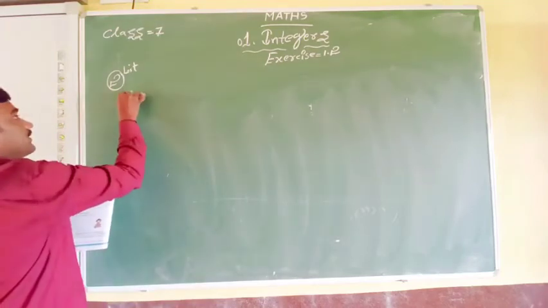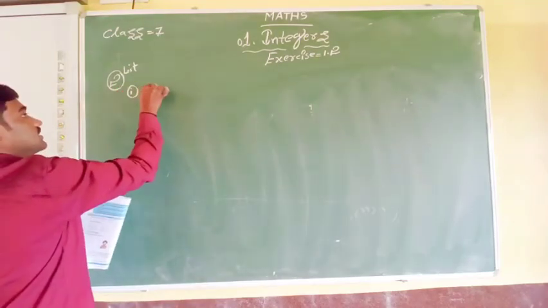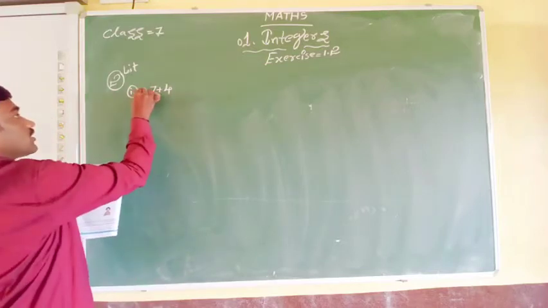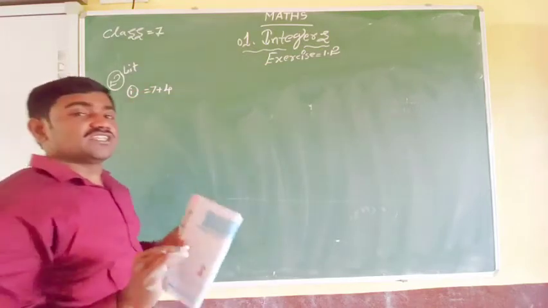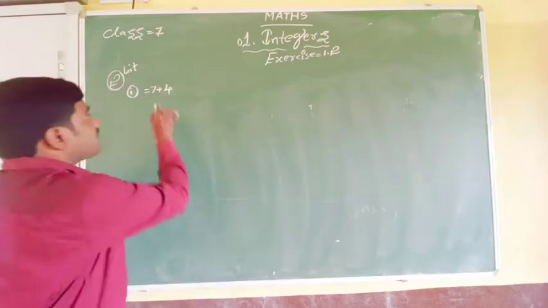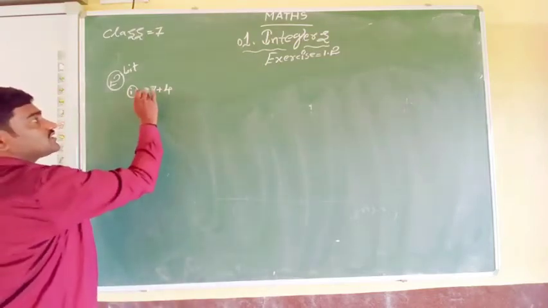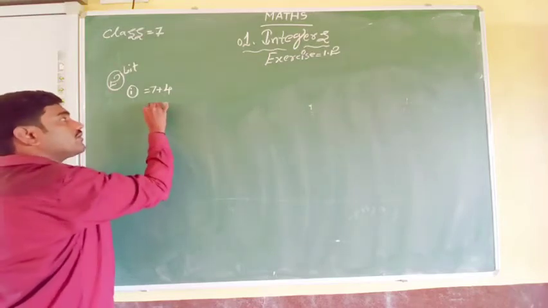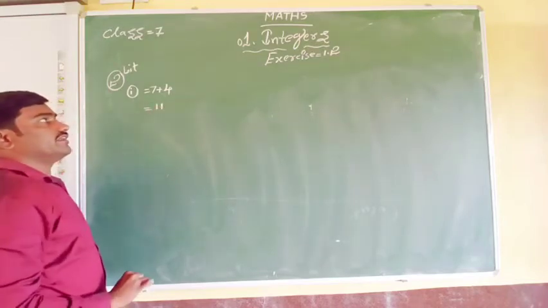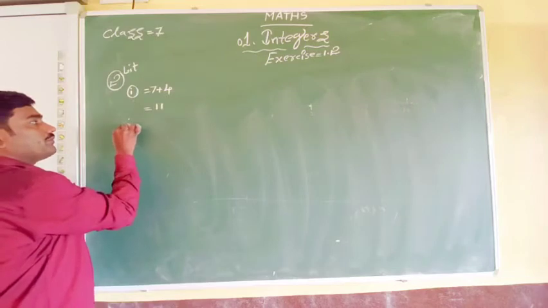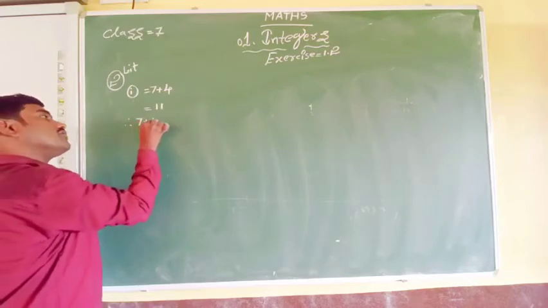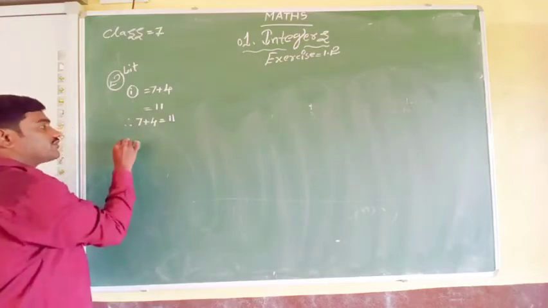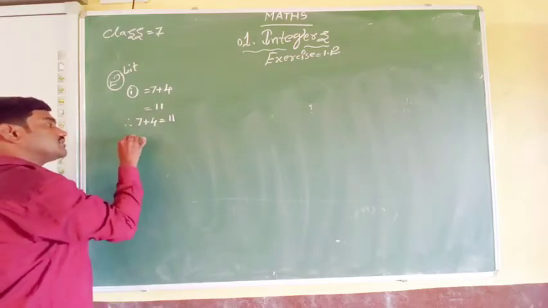First one, that is 7 plus 4. Compute the following. That means simplify the following. 7 plus 4 is what actually? That is 11. Therefore 7 plus 4 equals 11. Finished? Then we go for the second one.